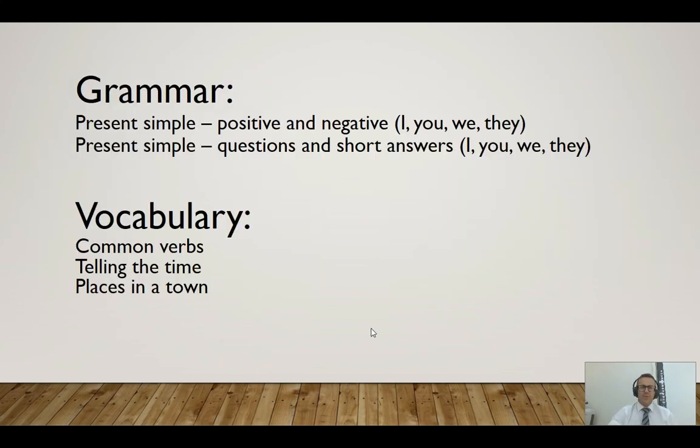Okay, so that's it for Unit 3. The grammar was present simple, positive and negative for I, you, we, they, and the questions and short answers for the same, present simple, I, you, we, they. The vocabulary was common verbs, telling the time and places in a town. So these might seem a bit easy, but they are language that you will use forever when you're speaking and writing English, so get stronger at using these grammar and vocabulary points now. Okay, good luck with your revision.